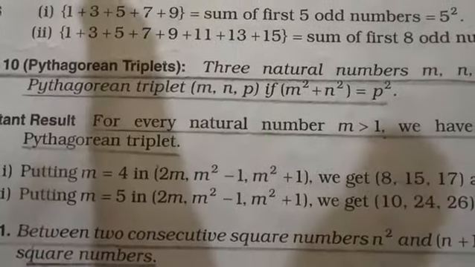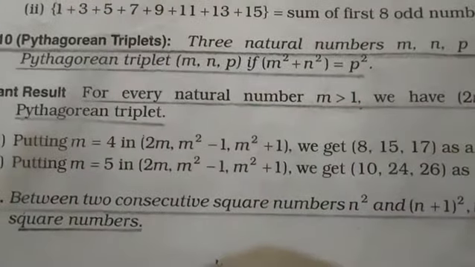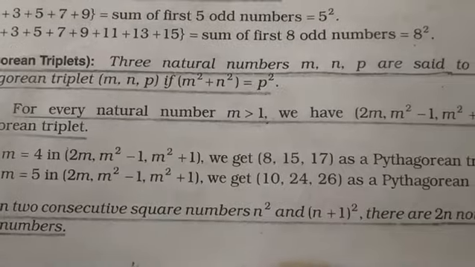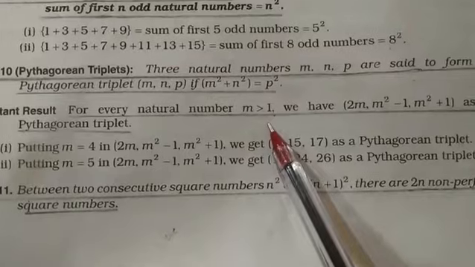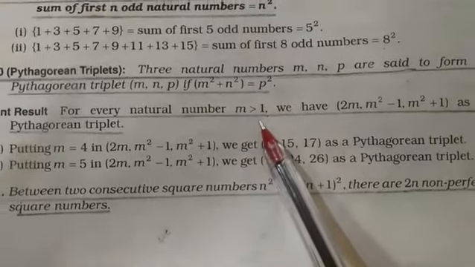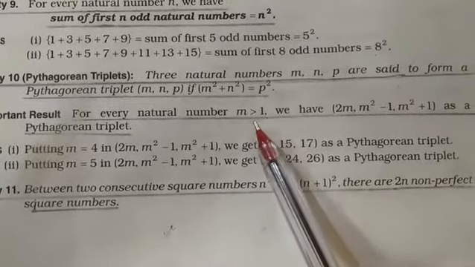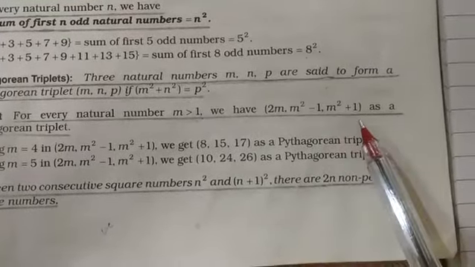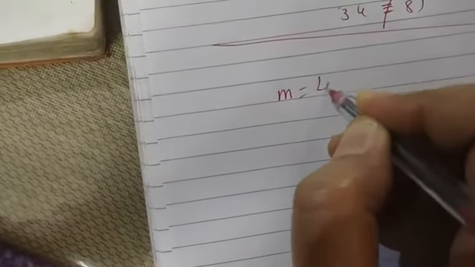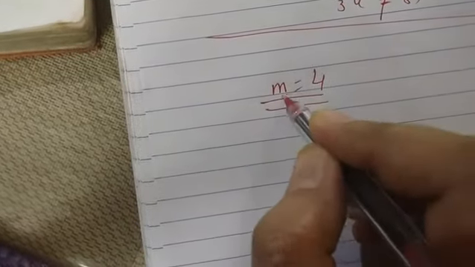An important result: for every natural number m, m should be greater than 1. Remember it, m should be greater than 1, not equal to 1, but greater than 1. We have 2m, m square minus 1, m square plus 1 as the Pythagorean triplet. Suppose we take m is equal to 4. Any natural number you can take. Suppose I have taken m is equal to 4.